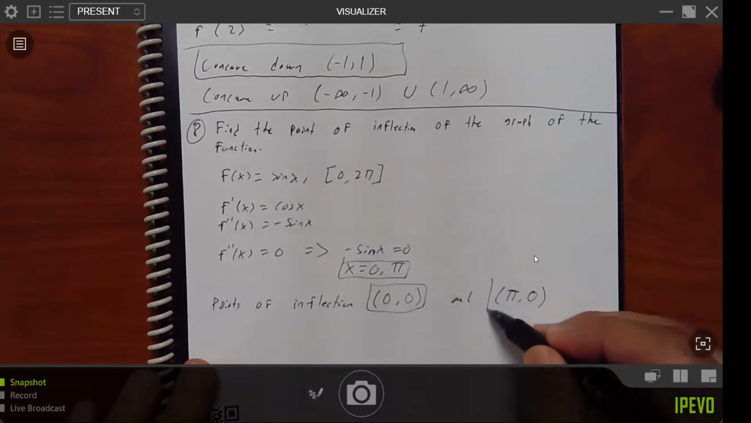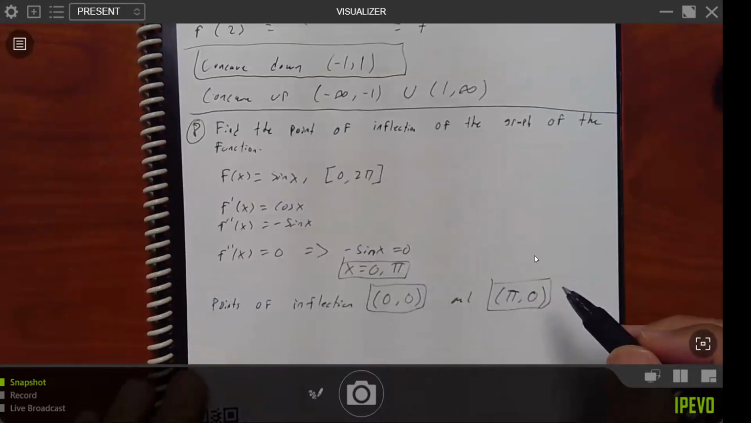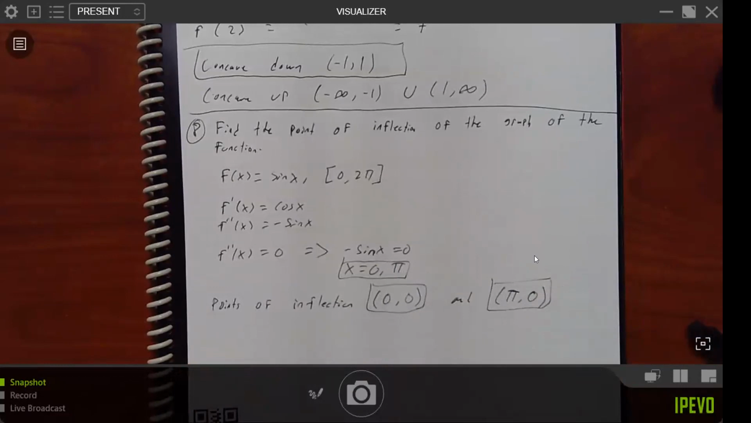Do you get 0 as the y value? Because when you plug pi into the second derivative, it just equals 0. No, you plug them into the original to find location. Oh, okay. But pretty much, yeah, it's the same thing, right? Sine of pi is 0.